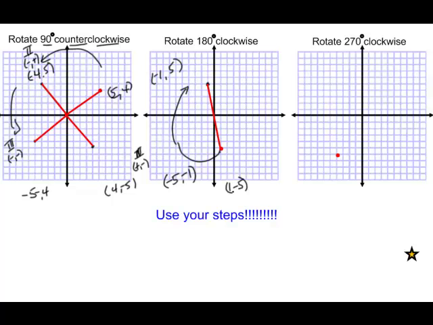Now, hopefully you can come up with a shortcut. Instead of doing two 90 degrees, what actually happens when I go from here to here? Analyze those two and see if you can come up with a shortcut. Okay, rotate 270 degrees clockwise.